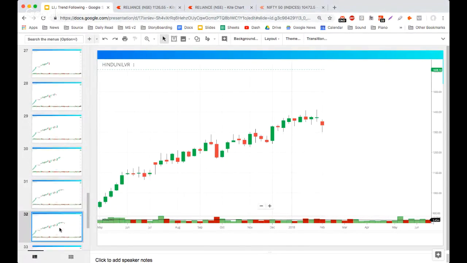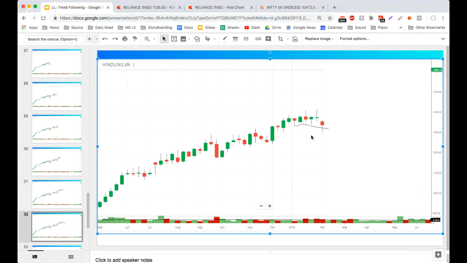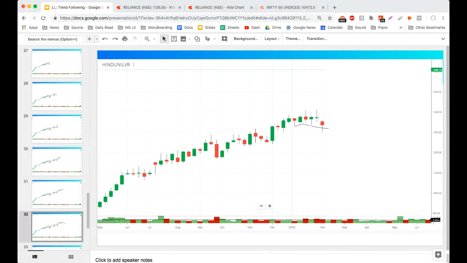Market's gone sideways. Ooh, okay, let me show you what happened here. We had our stop loss here, and then the market just went below our stop loss. What happens when that happens?